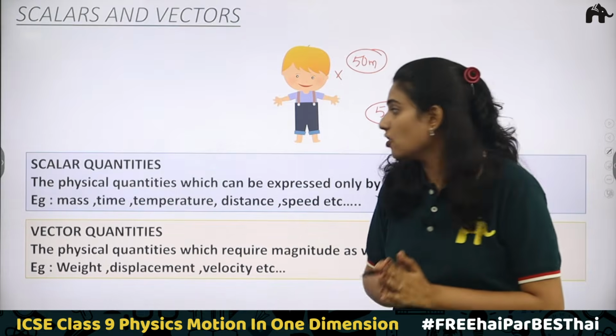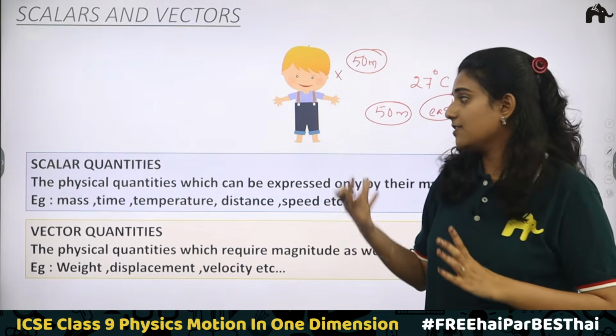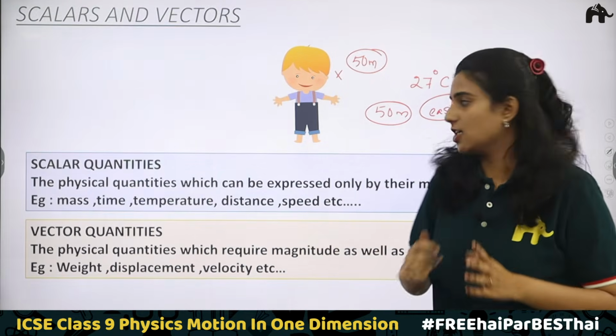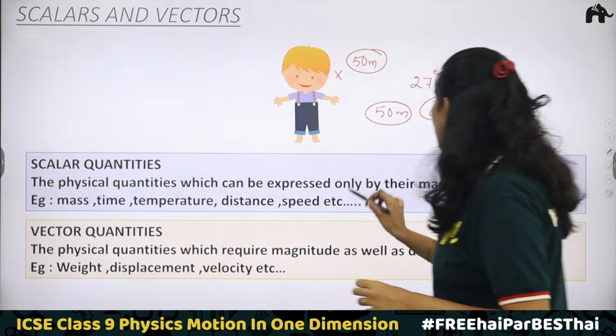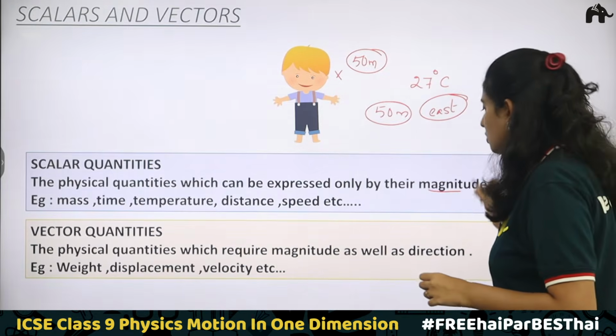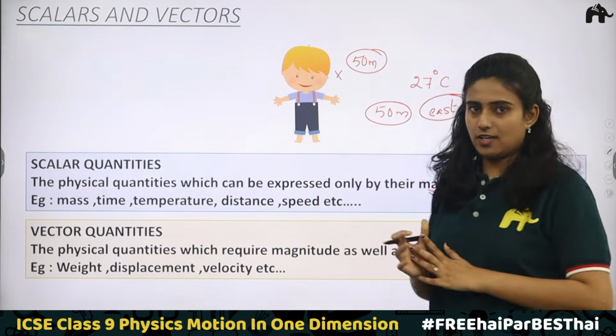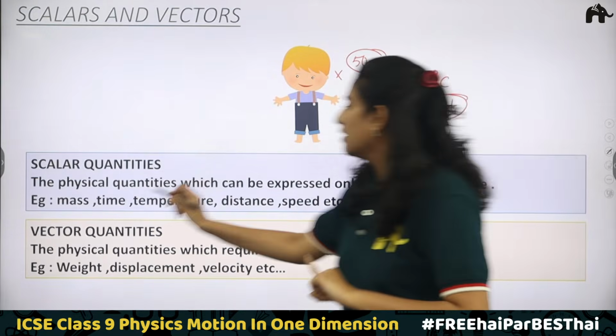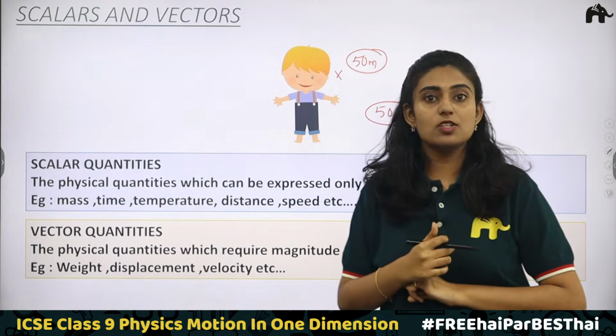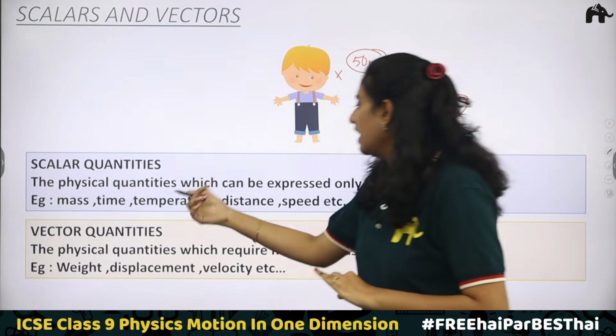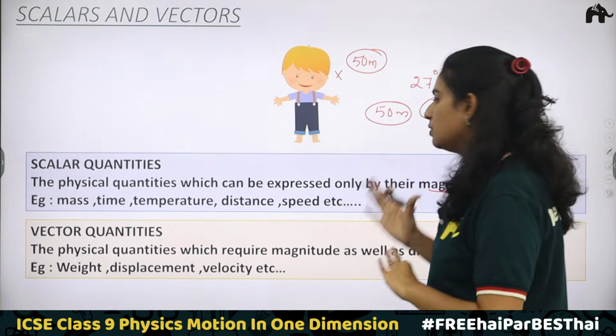Okay, so scalar quantity, it is a physical quantity. Physical quantity means something that can be measured. Physical quantities which can be expressed only by their magnitude are called scalar quantity. Example, mass. Then time. Time also does not depend on the direction. Temperature, as we said. Then distance, speed, etc.